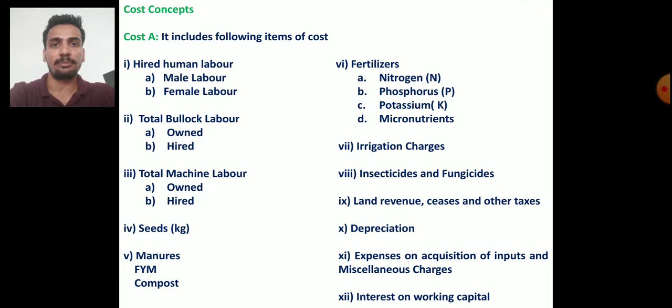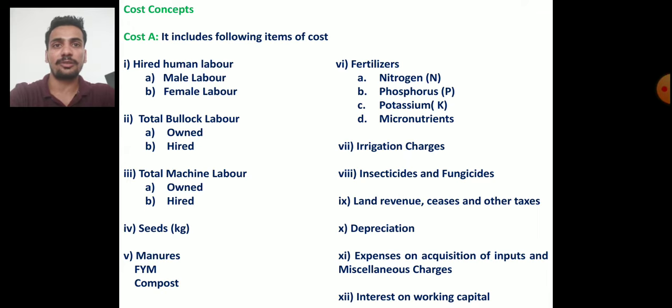Then the fourth one, most important, is seed, the cost of seed. Then the cost of manure, it may be FYM or any compost. In case of FYM, it may be in tons, quintals, or in cart loads. Then next, the sixth item of cost A, is fertilizer.